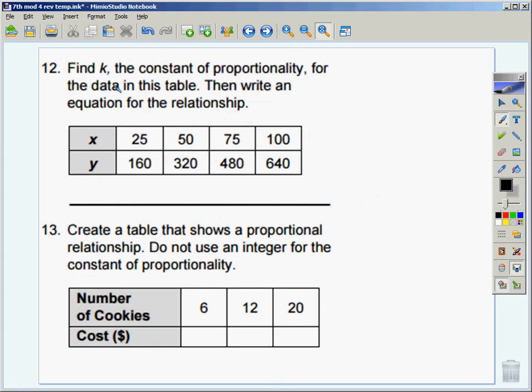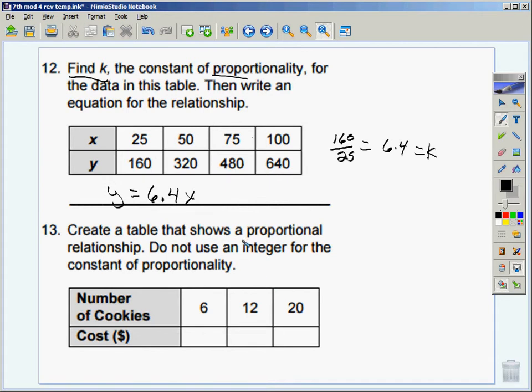Find K, the constant of proportionality, then write the equation. 160 divided by 25 is 6.4. 320 divided by 50, 6.4. Notice they told me to find K, so they told me that this was going to be a proportional relationship, so I don't have to continue doing this. If K is equal to 6.4, the equation is y equals 6.4x.